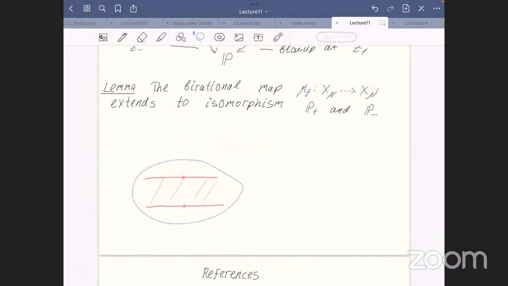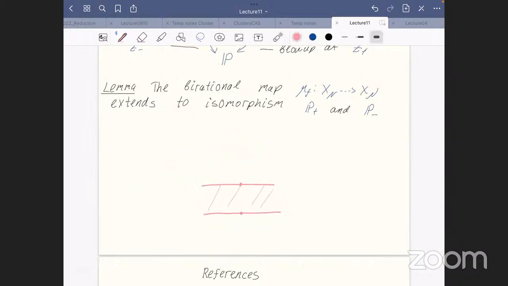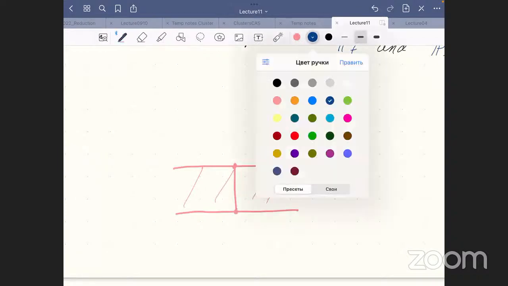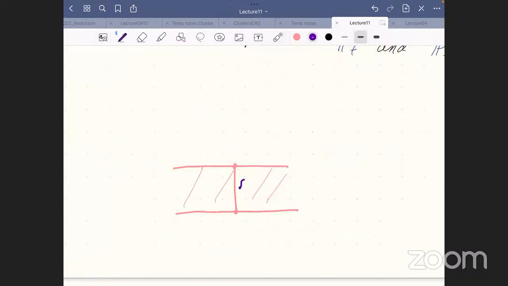Then what we did, we took these two points connected by a line, so this line f equals, this V of f. This is d plus, this is d minus. This is z plus, this is z minus.